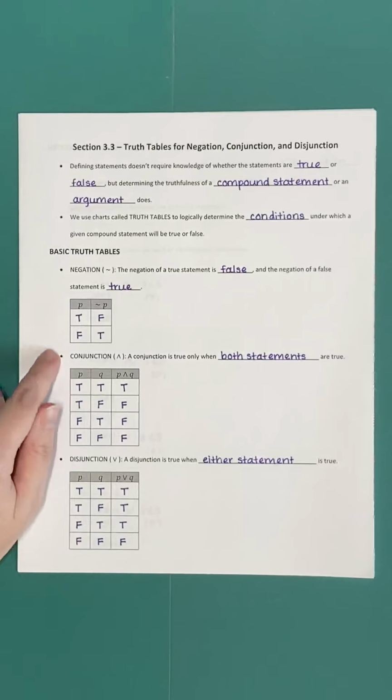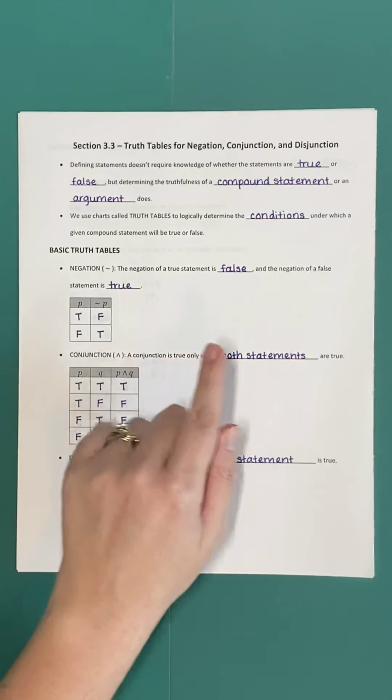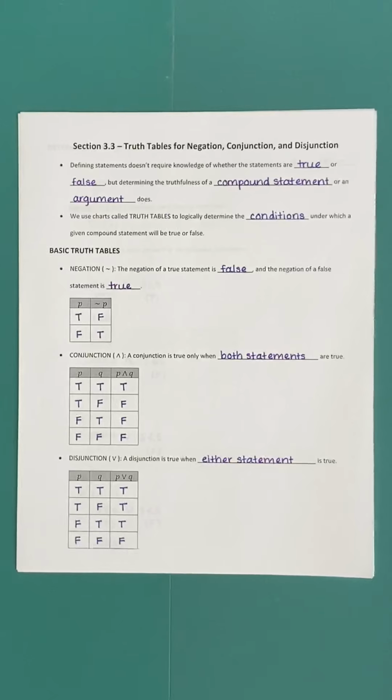Now the next one we're going to look at is conjunction. Remember, conjunction means and, so one and the other. A conjunction is only true when both statements are true. In any other situation, we consider the conjunction to result in something that's false.